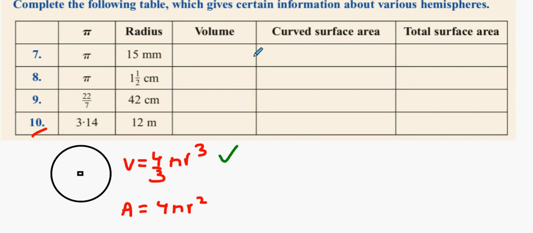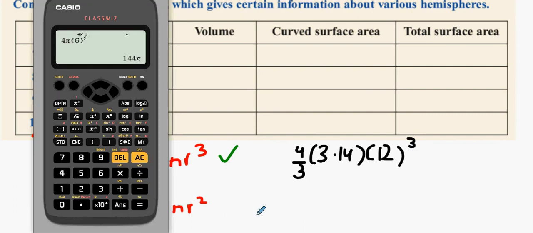So what do you do? What's the difference between a hemisphere and a sphere? Yes? Half it. So just get your answer for the sphere. So what's the answer for the sphere? 4 over 3, 3.14 multiplied by 12 to the power of 3. Let's do it really quickly. Times 3.14 times 12 cubed.